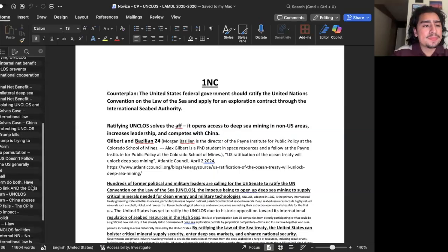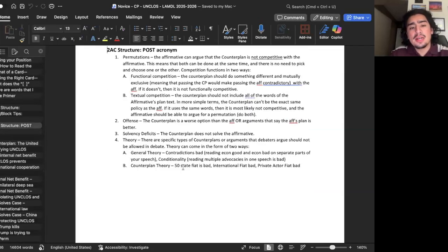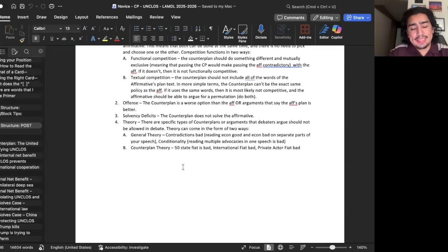There's no solvency. Cool. Last part of the 2AC structure is theory. So that's the T part of POST. Theory arguments are arguments that there are specific types of counterplans or arguments that debaters argue that should not be allowed in debate. So theory can come in the form of two ways. And again, this will be covered in a different video that you can watch on LAMDL's YouTube page. But there are general theory arguments such as making contradictory arguments bad.